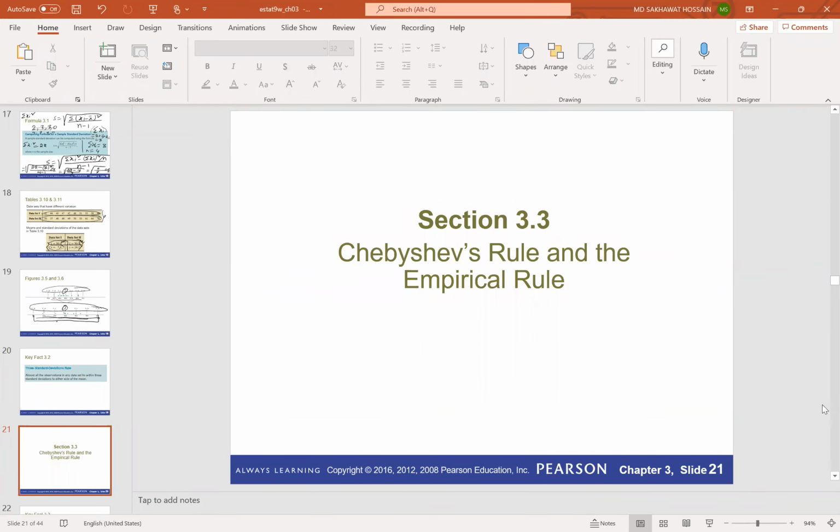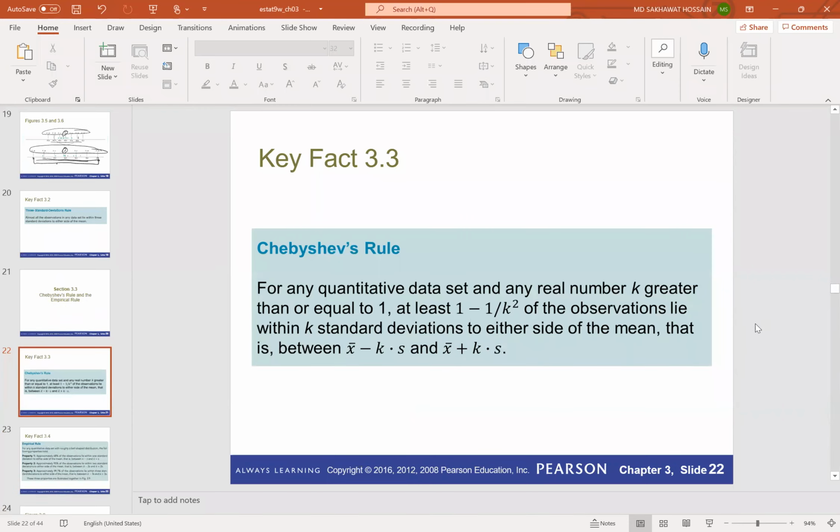Okay, so section 3.3. Do you have any question? Okay, Chebyshev's rule and the empirical rule. So what is Chebyshev's rule? For any quantitative data set and any real number k greater than or equal to 1, it could also be 1.1, it can take a fractional number.